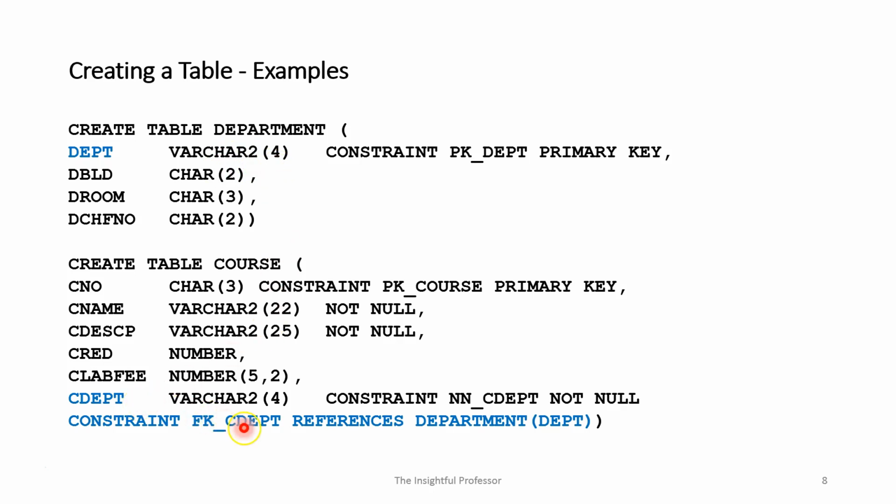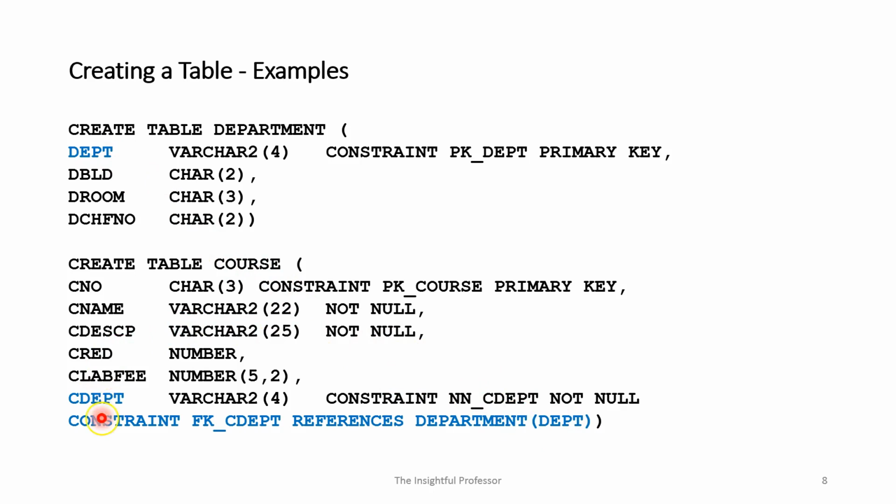CDEPT, what we're designating as the foreign key in the course table, has to be the same exact data type and same size. But observe that the column names don't have to be the same. Very often they are going to be different. But the data type and size of each must be identical. Additionally, we're referring back to DEPT, which is the primary key.